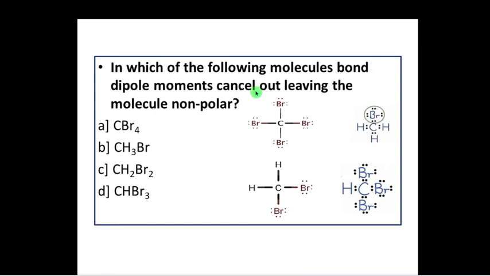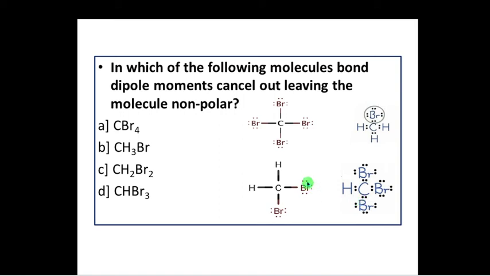Next question. In which of the following molecules do bond dipole moments cancel out, leaving the molecule non-polar? I have mentioned the options and corresponding structures for our reference. CBr4, with carbon in the middle position and Br in 4 different positions, and CH3Br here, CH2Br2 here, and CHBr3 here.